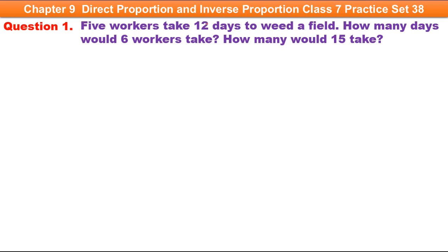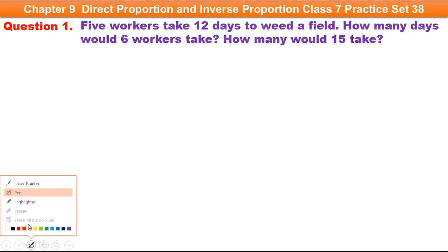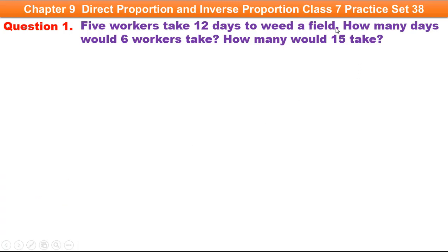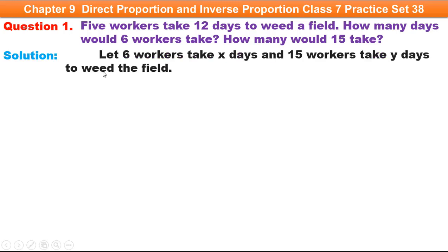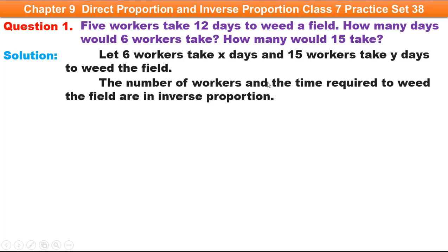Question first. 5 workers take 12 days to weed a field. How many days would 6 workers take and how many would 15 take? Solution. Let 6 workers take x days and 15 workers take y days to weed the field. The number of workers and time required to weed the field are in inverse proportion.